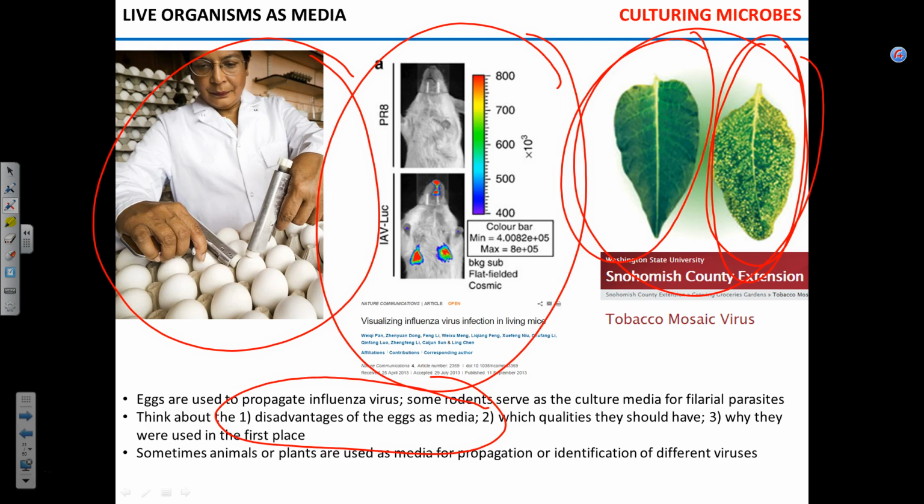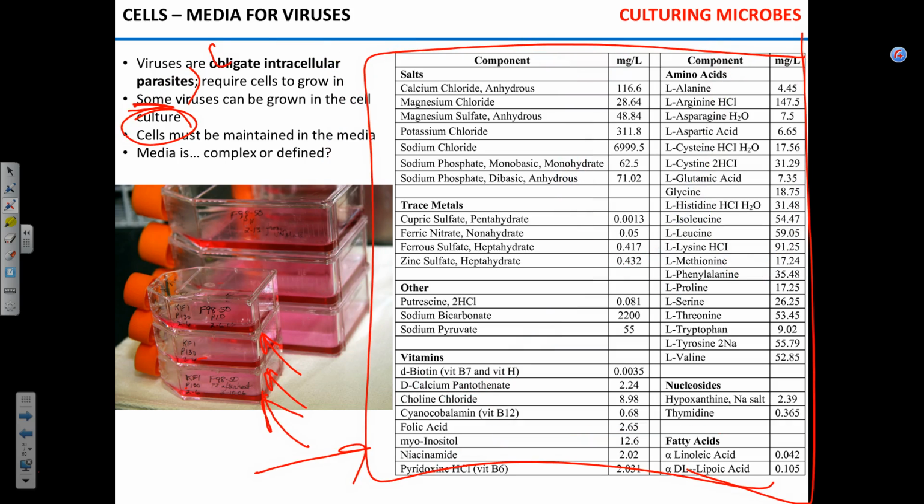So we talked about qualities, why they were used in the first place. We didn't have any cells at the time. Each egg is a giant cell, essentially. I'm going to ask you, why don't we switch from eggs to cells? Yes, but we can grow influenza virus in a cell culture like this.